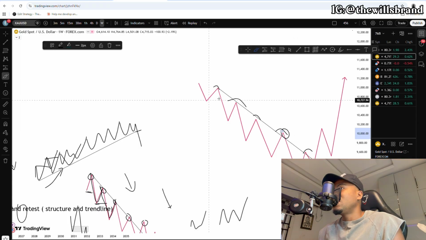So you have to confirm a proper break from a body closure above the trend line. For instance, here you can see this was the point where price broke, and from here you can see we had a proper body closure above this trend line. That is to confirm that we've actually invalidated this trend line, and it is no longer going to hold, right?